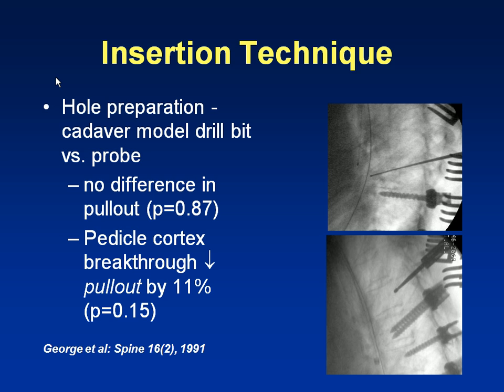I would also like to draw your attention to not using too large a diameter of screw. We know that in the osteoporotic spine we should use as large a diameter as possible, but we should not use a larger diameter than the pedicle diameter, because if you break the pedicle, then we will have almost no or very little pull-out strength.